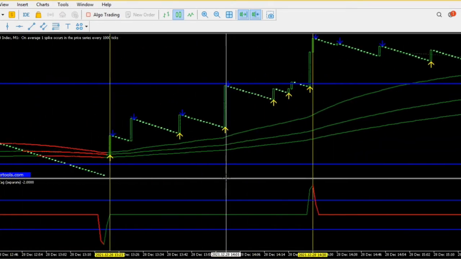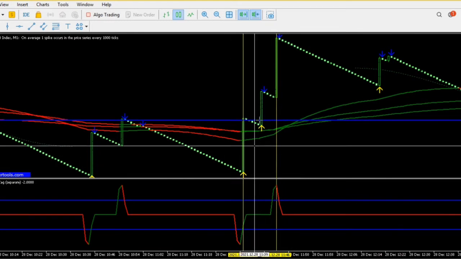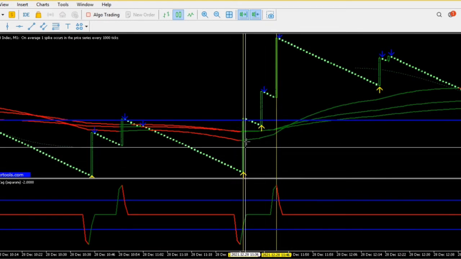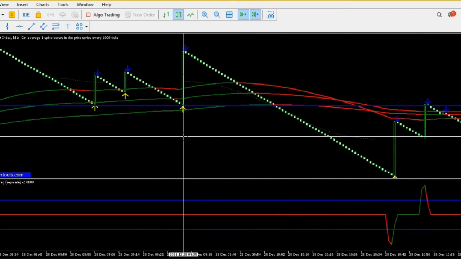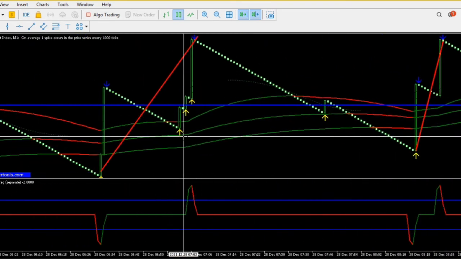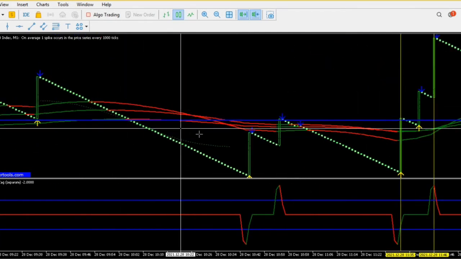So let's check again where we're able to spot an entry. Okay, now around this area you see price broke the moving average again after a short period of sell. Yeah, after a short sell here, we got a sell market here.